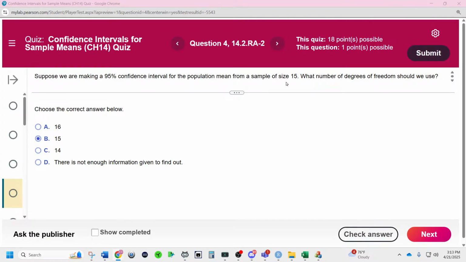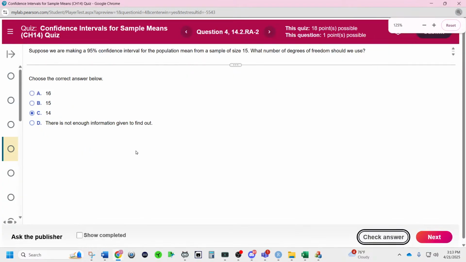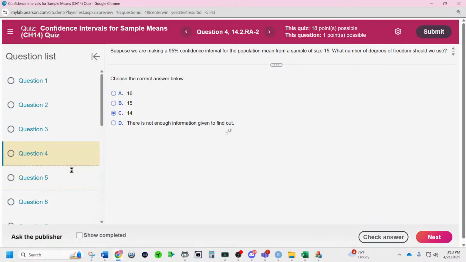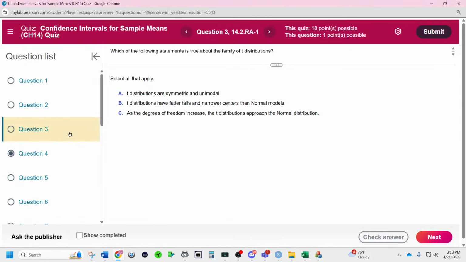And so the answer is very clearly, if there's a sample size of 15, degrees of freedom are 14, n-1. So once again, understand the concepts behind these. Degrees of freedom tell you the shape of the curve you're using. Good stuff right there. Do we have any other quick ones?